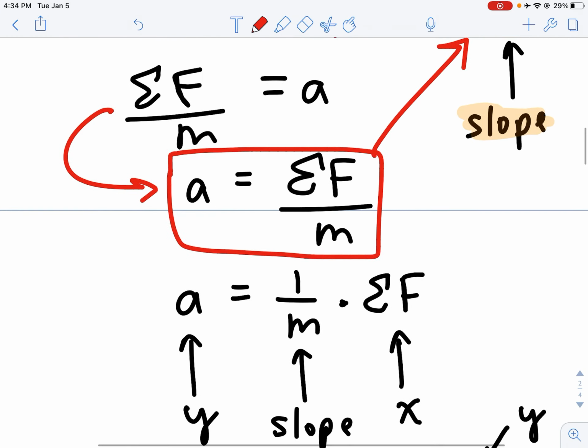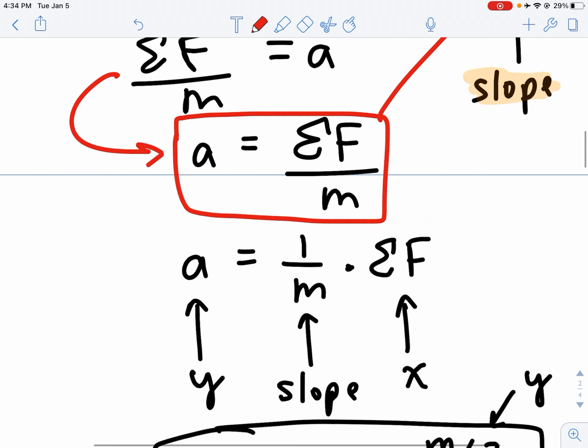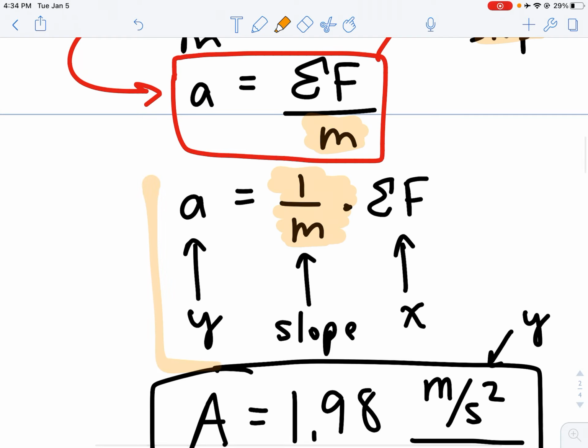So we're going to take the m and parse it out, right? We're clearly dividing by m. That's the same thing as multiplying by 1 over m. That's the exact same thing. M is still in the denominator. So now I just write 1 over m times net force. So now if we look at the structure of our equation, we have y equals slope times x, where our slope is 1 over m.